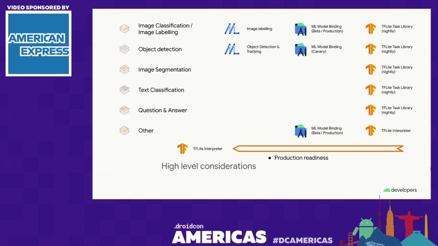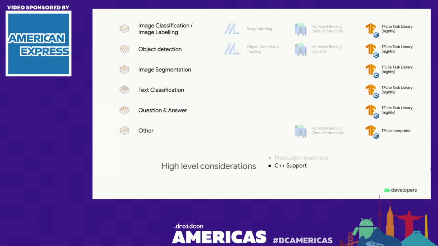That's not to say that the TF-Lite task library is not production ready, because the underlying code is used by Google in various products. But because this is a new library that we have launched, we want to be a little bit cautious, and also because this is on a nightly build train, you might want to consider that as you consider how you import that library into your project.